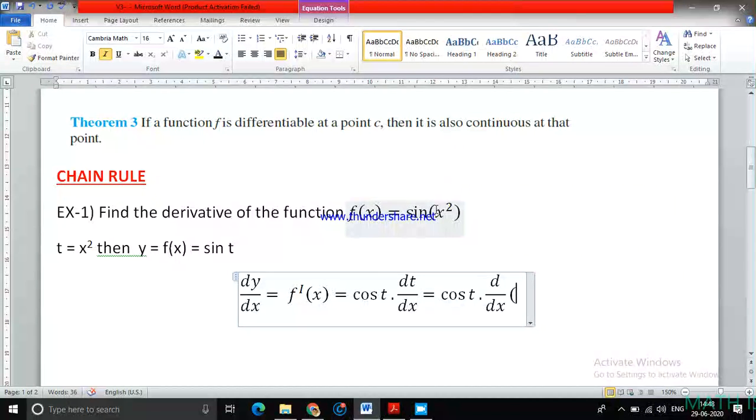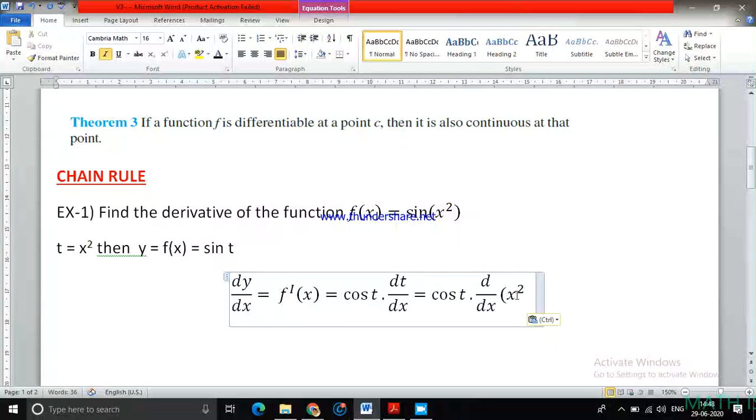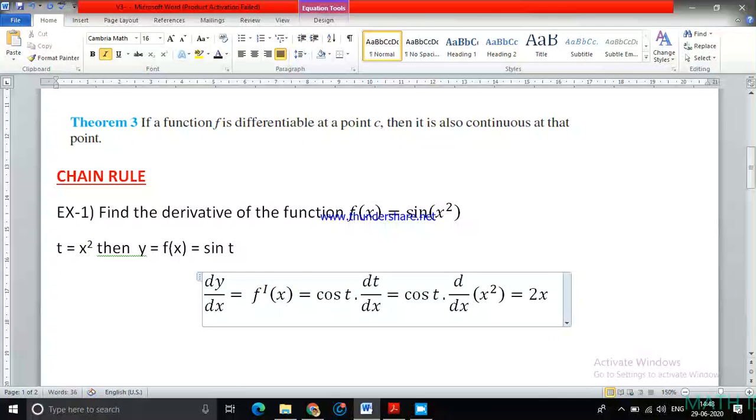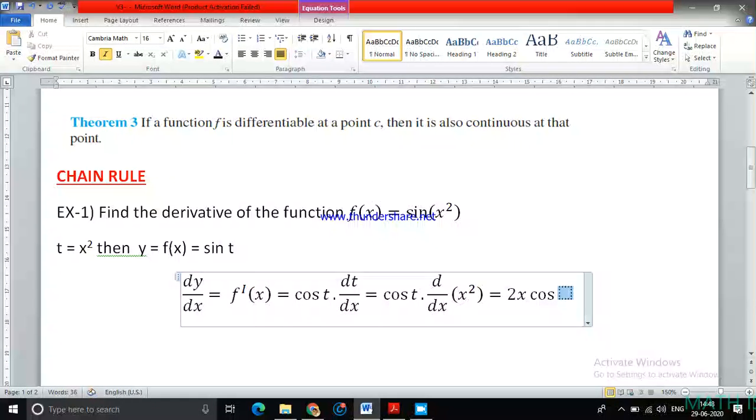T we have taken as x square. So the t value I have taken as x square. So finally, the derivative of x square is 2x into cos t will come, again t will mean x square. So here the derivative of x square is nothing but 2x. So I kept this 2x as it is, the derivative of x square is 2x into cos t will come. So cos t I assumed as x square.